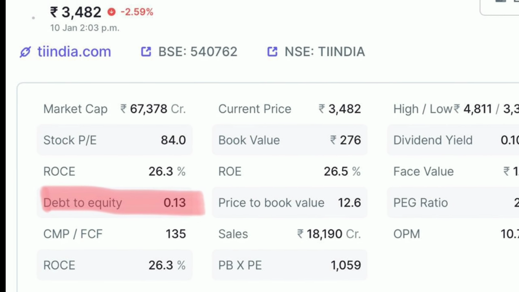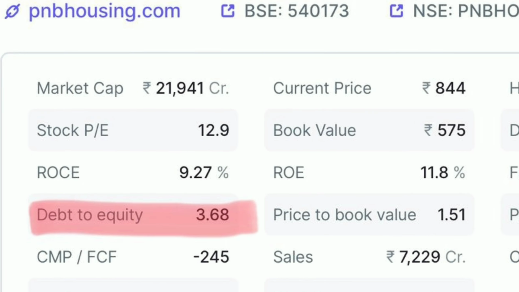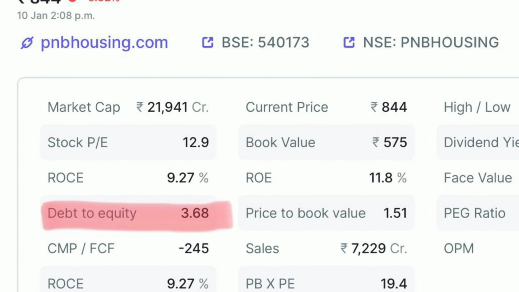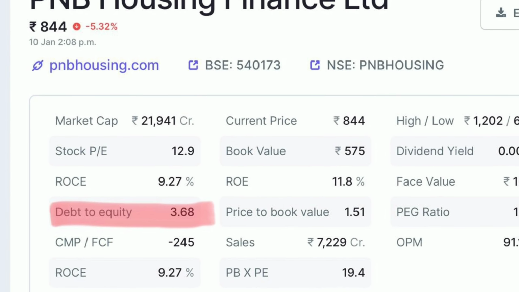A debt to equity ratio is a financial ratio that measures a company's financial leverage. It shows how much debt a company has compared to its equity. A low DE ratio indicates a company is less risky and uses less debt. A high DE ratio indicates a company may have difficulty covering its debts.